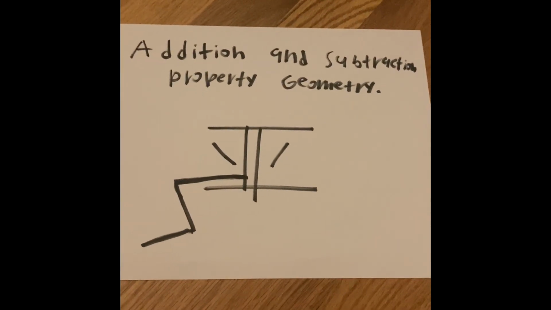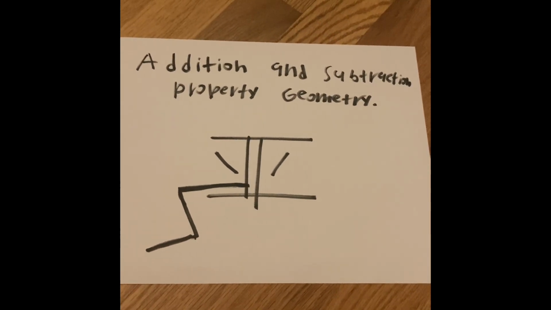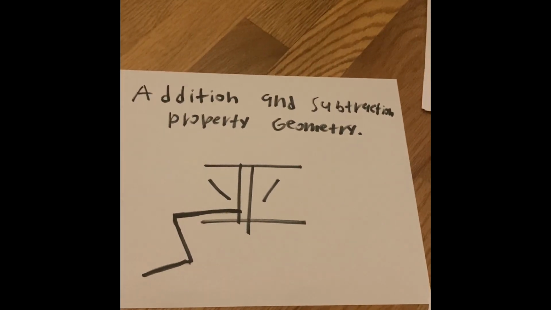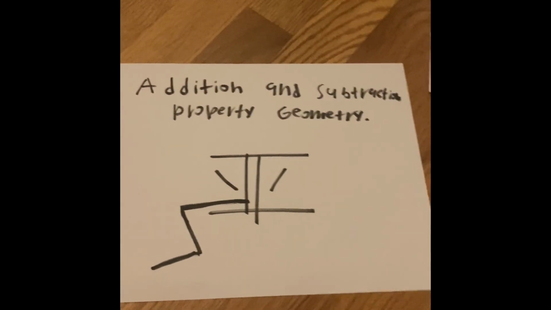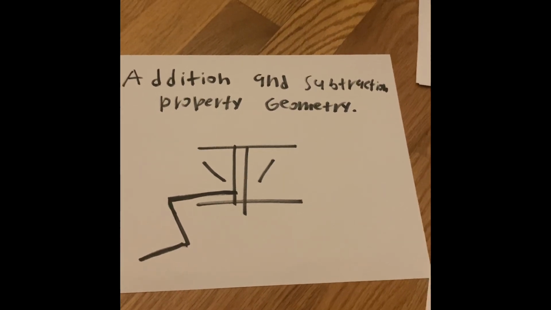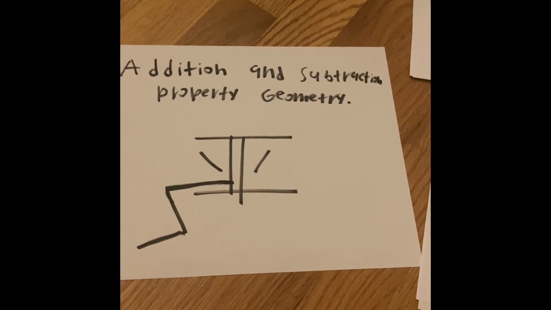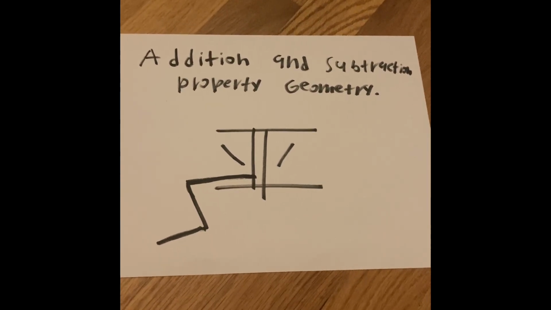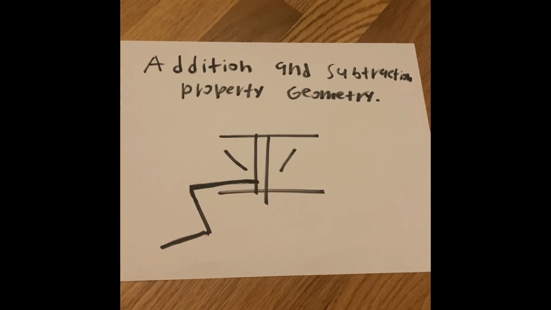We are going to look at addition and subtraction properties in geometry. When you learn mathematics as a young child, addition and subtraction is one of the first things you learn after you can count from 1 to 10, or possibly 1 to 20. But there is an addition and subtraction property when it comes to geometry.